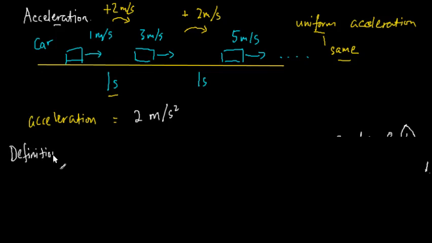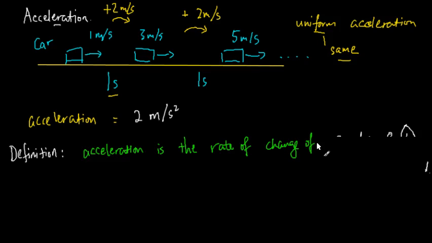Definition of acceleration. Now, the definition of acceleration goes like this. Acceleration is the rate of change of velocity. Okay, so if you remember how I described the word rate in the earlier video on velocity, it just means the change per unit time.